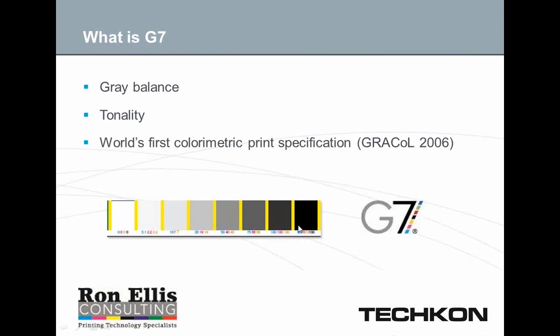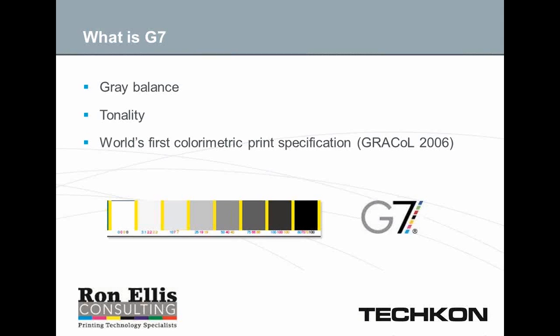One thing that's new about G7 is that when we do G7 on an offset press, we end up with Grackle. If we do it on a web press, we end up with SWAP. But G7 produced the world's first colorimetric print spec, which was Grackle.